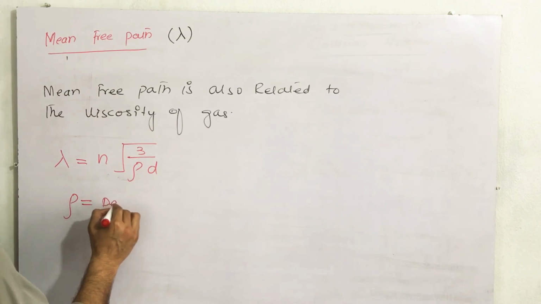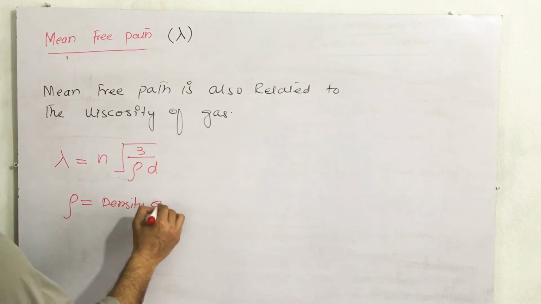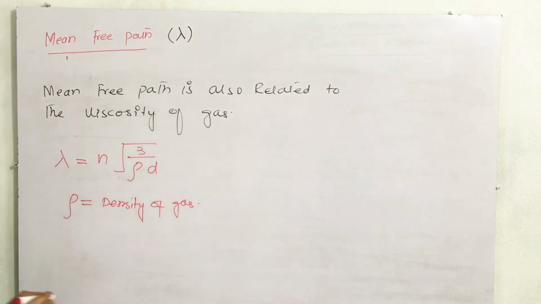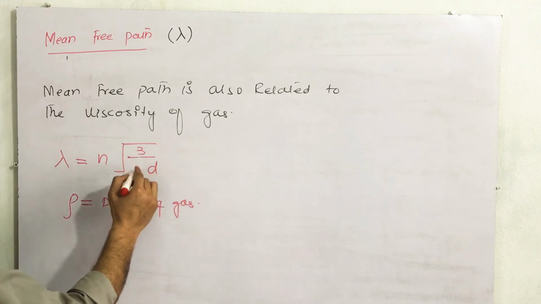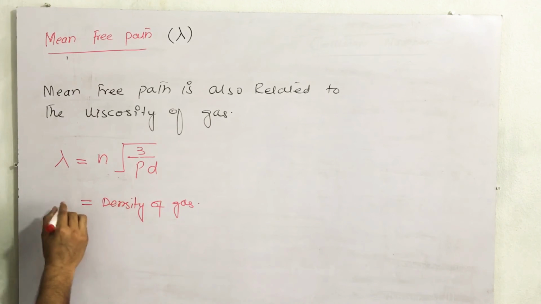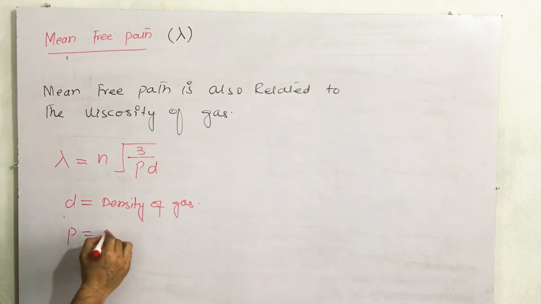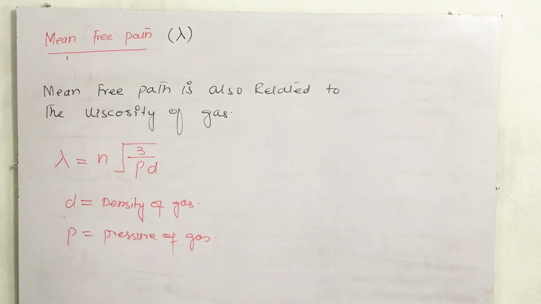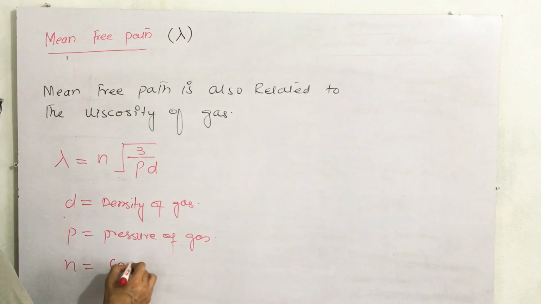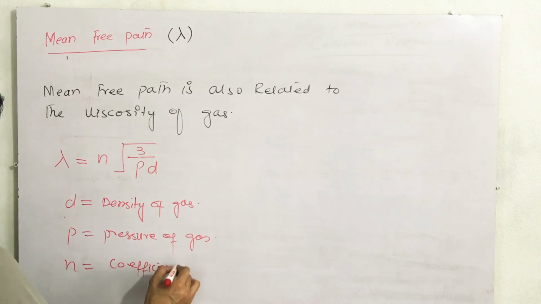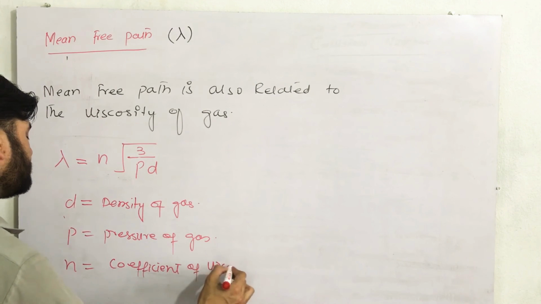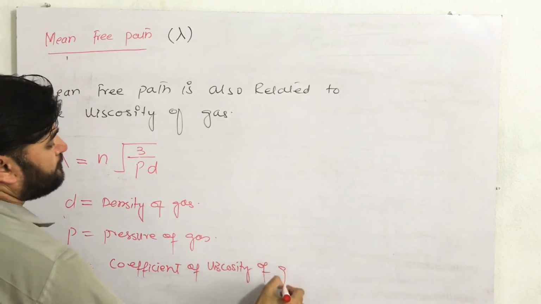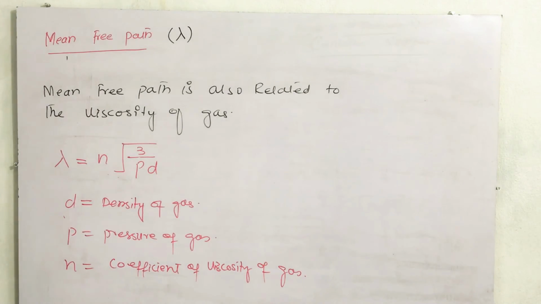Rho, density of gas, D, density of gas. We can say in place of rho we can say pressure. Okay, so this will be the D, and P is the pressure of the gas, and eta is the coefficient of viscosity of gas. Okay, this is the derivation.